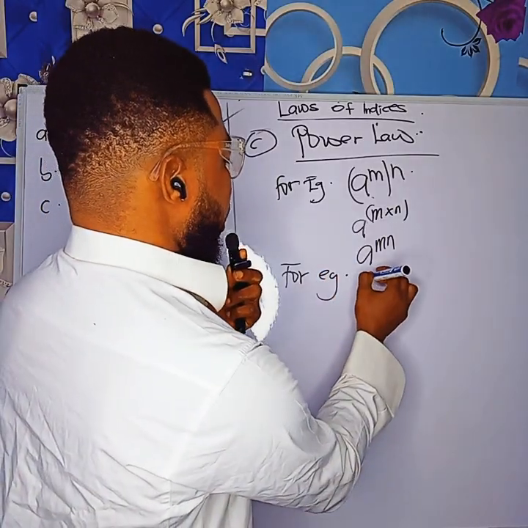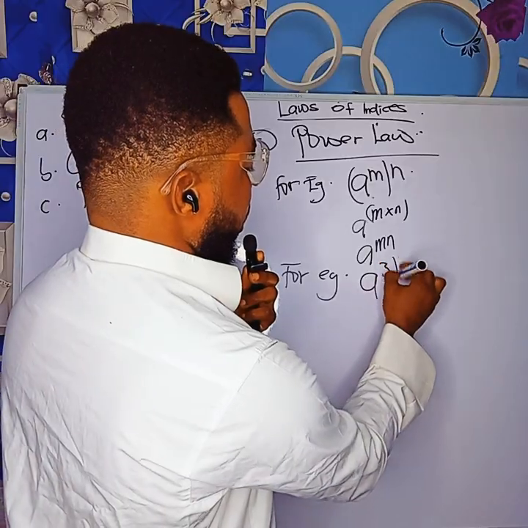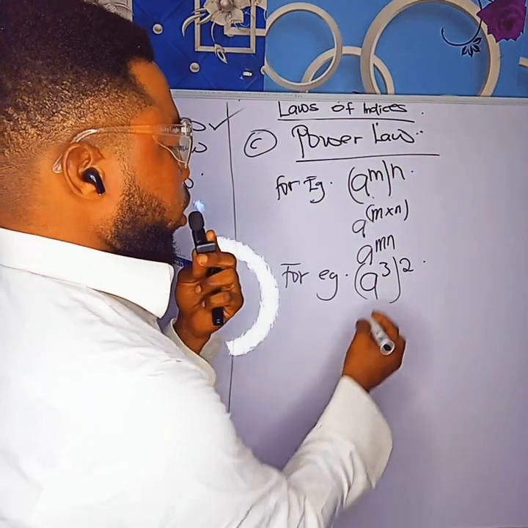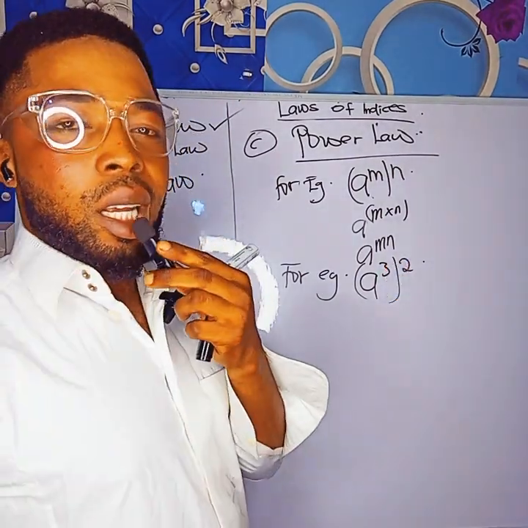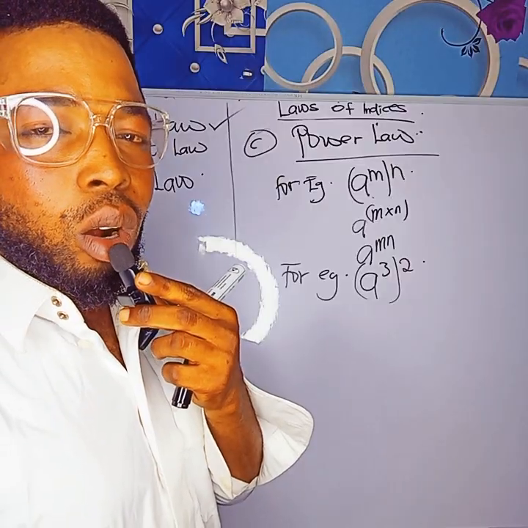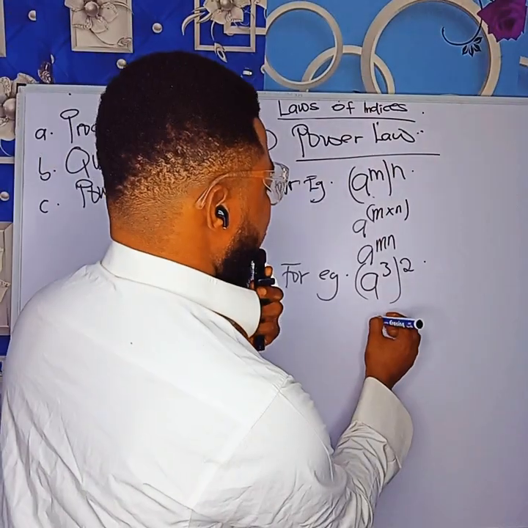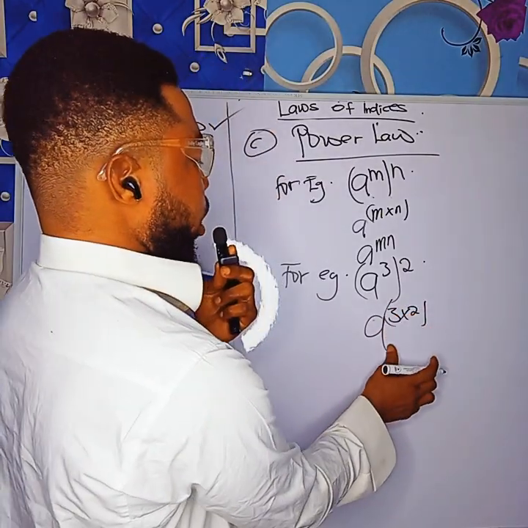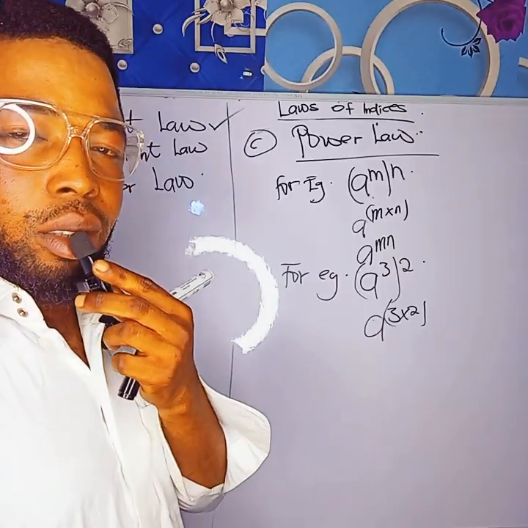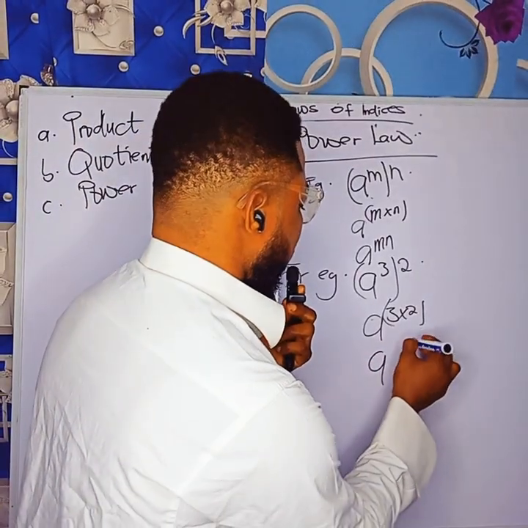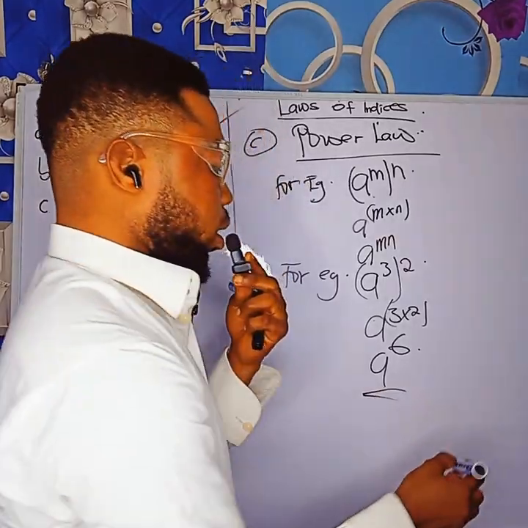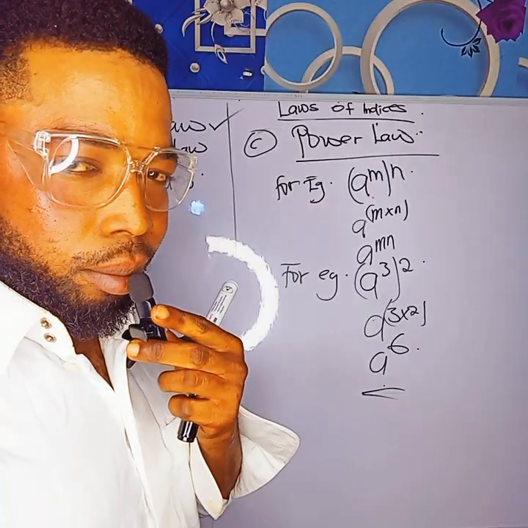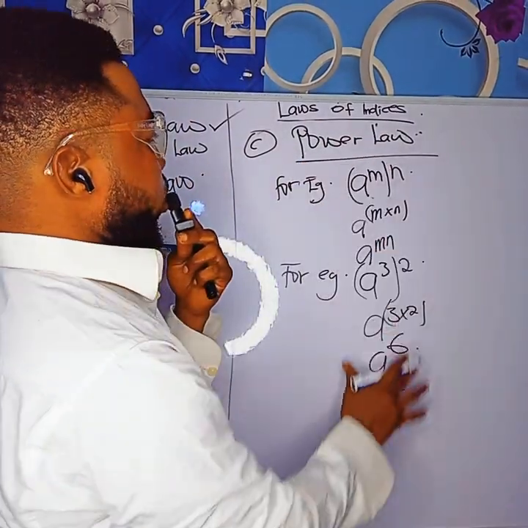Let's see, a^3 all raised to the power 2. Here you just have to multiply the indices, the exponents, or the powers. So your base is here, then you just have to multiply the powers. So a^6, a raised to the power 6. So these are the laws of indices.